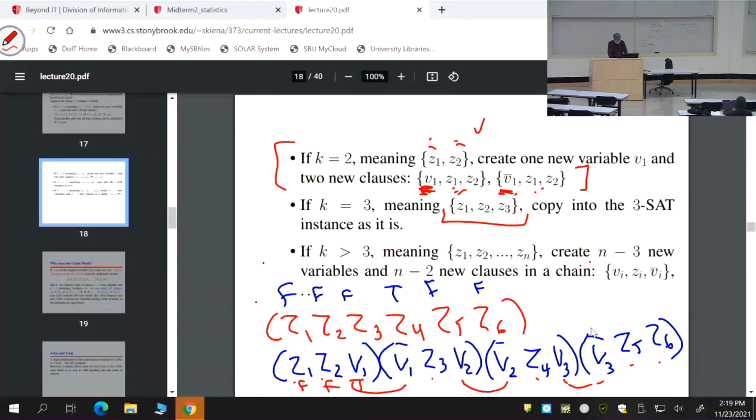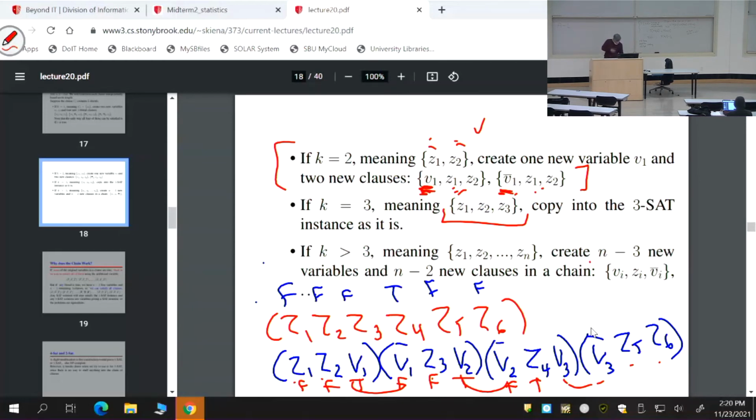Now, this one's going to be false, and Z3 is going to be false. What do I need in order to save the day from V2? True. That makes the not thing false, right? Fortunately, now I get a true literal. Does everybody see that?